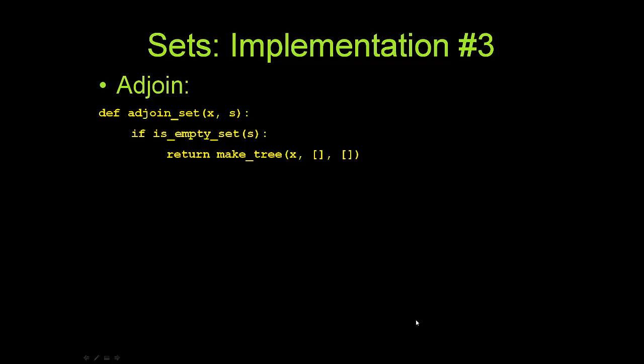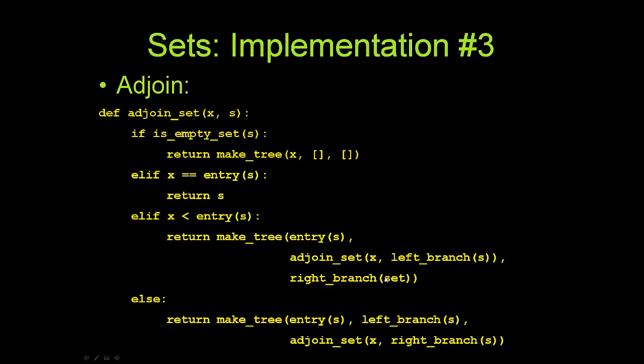Similarly, if you do an adjoin set, then you have to add a new element. We check whether the set is empty, and then you just create a new tree. If x is already the element, it means it's already inside, so you just return S. So essentially, if x, the new element, is smaller than this entry, you create a new entry, and then you adjoin x to the left branch and keep the right branch. Similarly, you do the converse for when x is bigger than the entry.